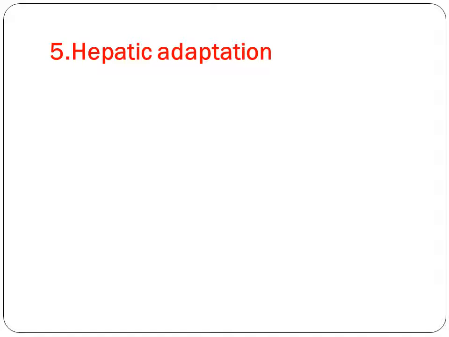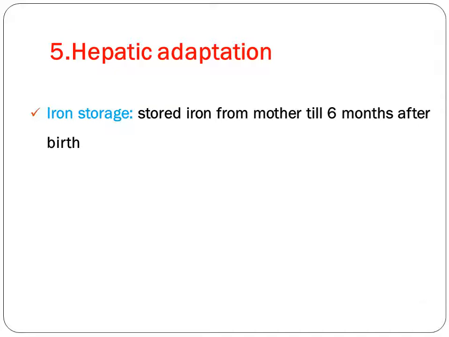Now we will talk about the hepatic adaptation. Usually the infant has enough stores of iron which can cover its need during the first 6 months after birth. After this period, the infant will need to get iron from external sources such as diet.